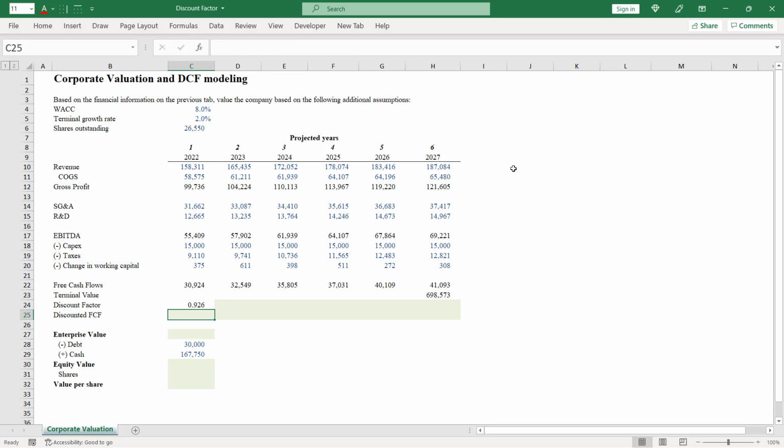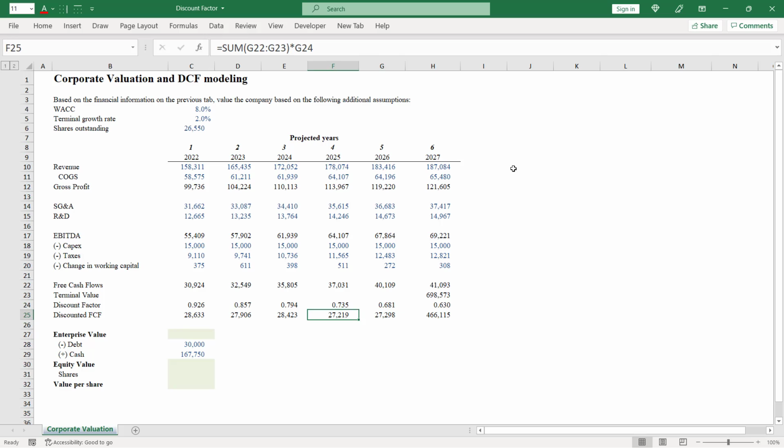And then my discounted free cash flow will be a sum of free cash flow and terminal value for the last year multiplied by my discount factor. I like the formula, I'm gonna fill it to the right, and I will check that it grabbed my terminal value and free cash flows both for the last projected years and applied discount factor to it.